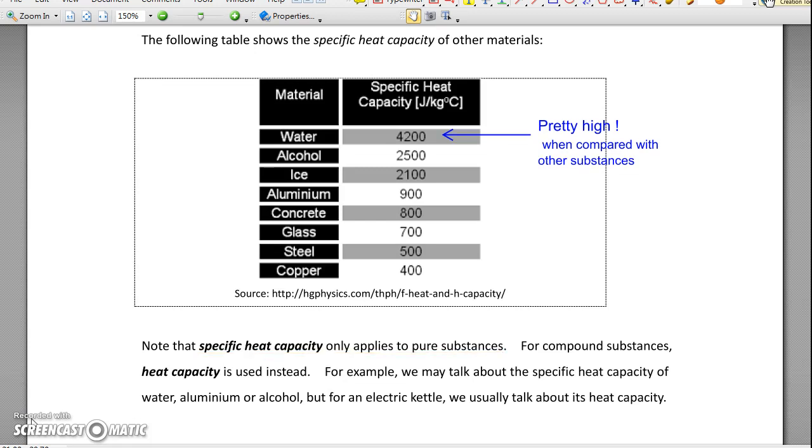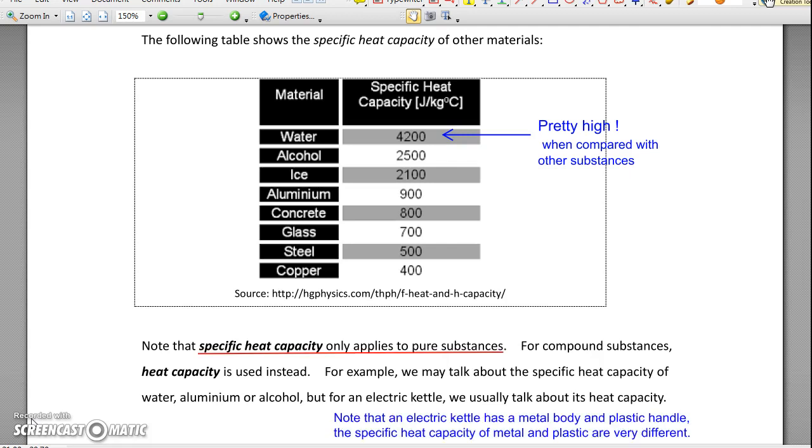And note that we talk about specific heat capacity of pure substances only. For a combined object, we use heat capacity instead, such as an electric kettle, because it has a metal body and a plastic handle, and the specific heat capacities of metal and plastic are very different.